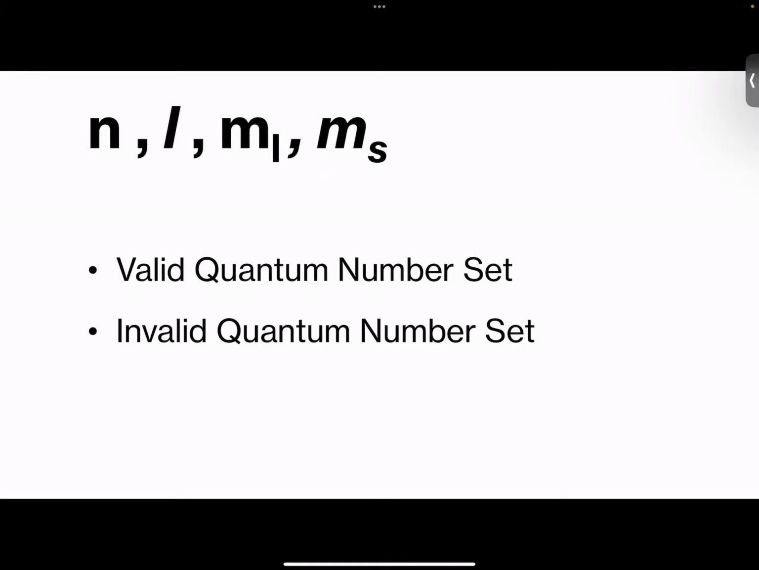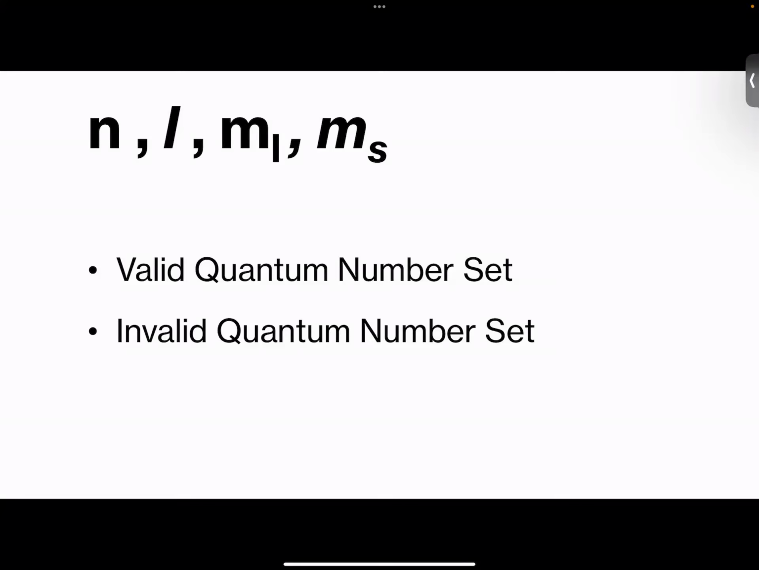Now, one of the things that you will see on your test is you will have to determine whether a set of quantum numbers is valid or invalid. How do you know? Basically, if it follows the rules that I've laid out, it is valid. If it doesn't follow the rules that have been laid out, it is invalid.